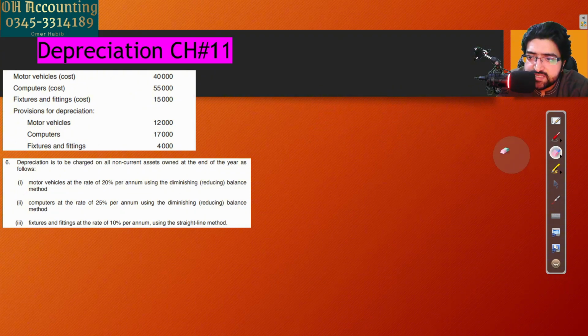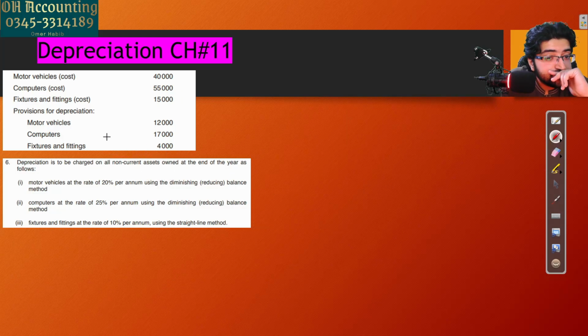Now let's read the adjustments and how they are given in the question. Depreciation is to be charged on all non-current assets owned at the end of the year as follows. Motor vehicle at the rate of 20% using diminishing, which is also called reducing balance method. Then we have computers at the rate of 25% using, again, diminishing or reducing balance method. And then fixtures and fittings at the rate of 10% using straight line method.